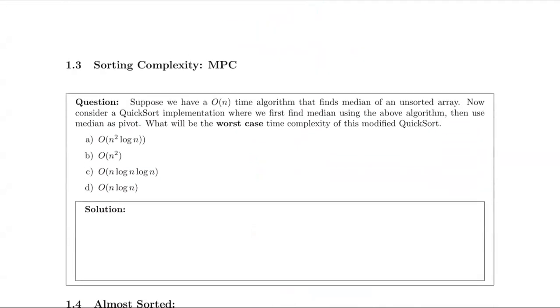So okay, let's do some multiple choice. This question asks, suppose we have a linear time algorithm that finds the median of an unsorted array. Now consider a quicksort implementation where we first find the median using this algorithm, then use the median as a pivot. What would be the worst case time complexity of this modified quicksort? Options A, B, C, D.